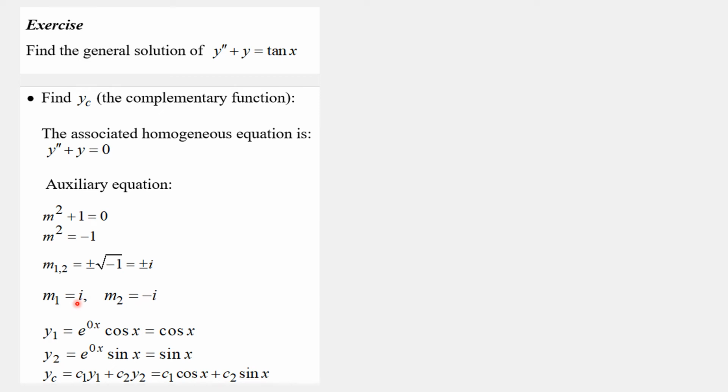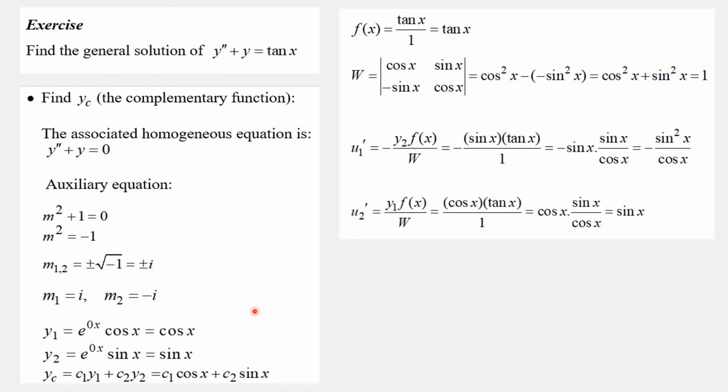So notice that the real part of m1 is 0 and the beta is equal to 1. So y1 will be e to the 0x cos beta x. So y1 is cos x and y2 will be just sin x. So yc will be c1y1 plus c2y2, or c1 cos x plus c2 sin x. So that is the formation of the complementary function, or in other words, the general solution for the associated homogeneous equation. Alright, now let us solve and find the yp.